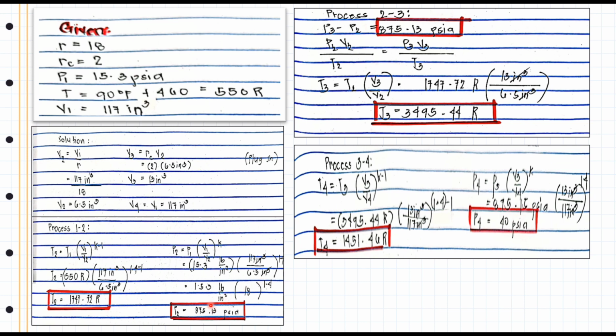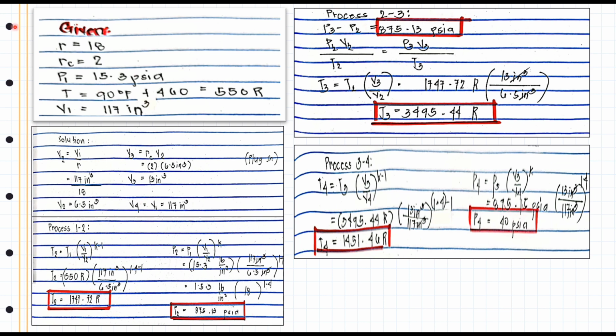So we have 15.3 pounds per square inch times 18 raised to 1.4. So our P2 is equal to 875.13 psia.